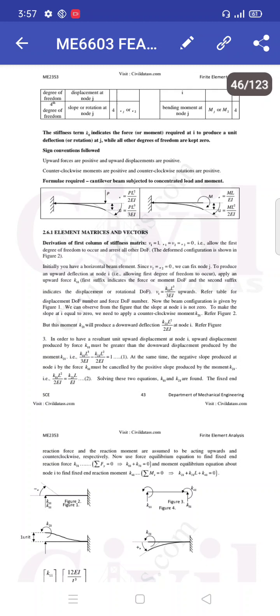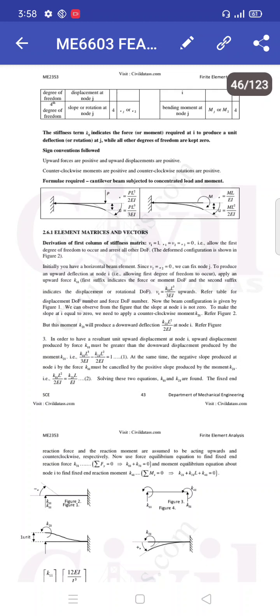The formulas required: a cantilever being subjected to concentrated load and moments. So PL square by 2EI, PL cube by 3EI. The values for the moment depend upon the previous ones based on the loads. So ML by EI is equal to ML square by 2EI. The element matrix and vectors.